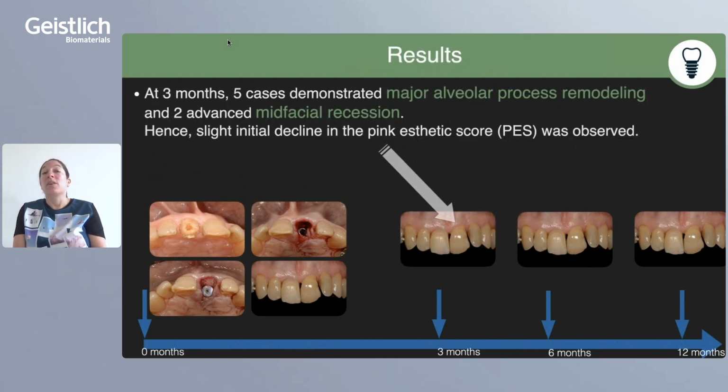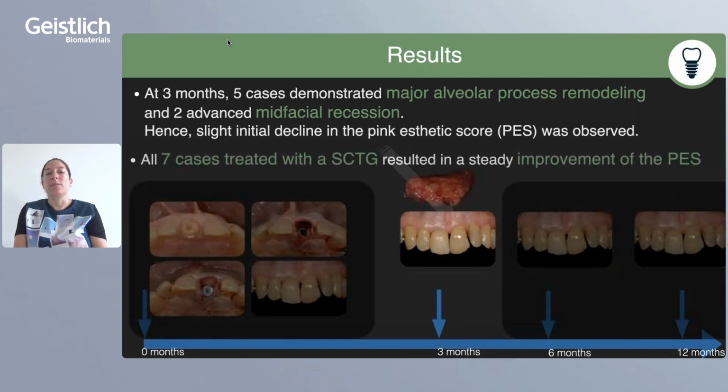They recalled the patients after every 3 months, and after the first 3 months follow-up, they had 5 cases that had major alveolar process remodeling, and they had 2 clinical cases with advanced midfacial recession. What did they then do? In all of these 7 clinical cases, they did an autologous soft tissue graft harvested from the palate, and thus were able to improve the pink aesthetic score.